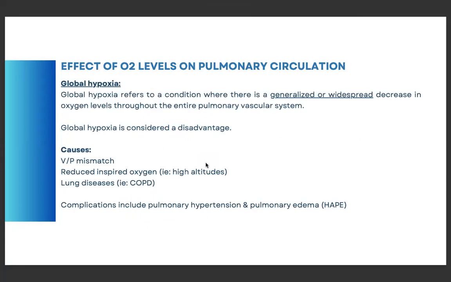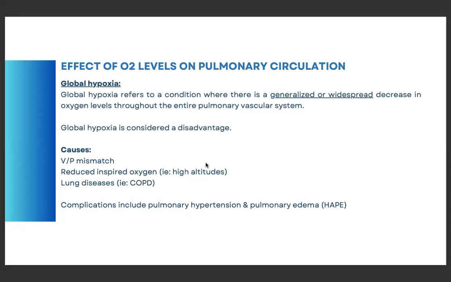So now that we've discussed hypoxic vasoconstriction, let's discuss the second phenomenon that plays a role in the effect of oxygen levels on circulation, which is global hypoxia. Global hypoxia refers to a condition where there is a generalized or widespread decrease in oxygen levels throughout the entire pulmonary vascular system, as opposed to our previous topic where it wasn't widespread, it was in just one specific area of the lungs.